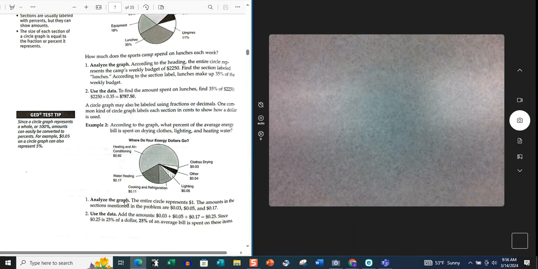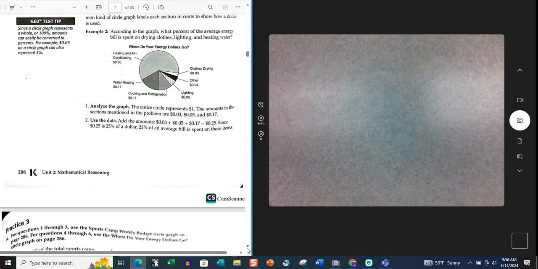So we come here, it says analyze the graph. The entire circle represents $1. The amounts in the sections mentioned in the problem are 3 cents, 5 cents, and 17 cents. Use the data. Add the amounts: 3 cents, 5 cents, and 17 cents is equal to a quarter. Since a quarter is 25% of a dollar, 25% of an average bill is spent on these items.